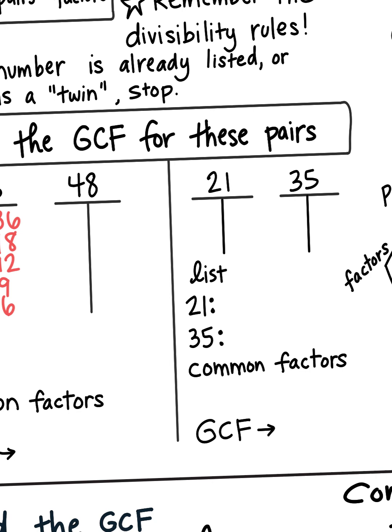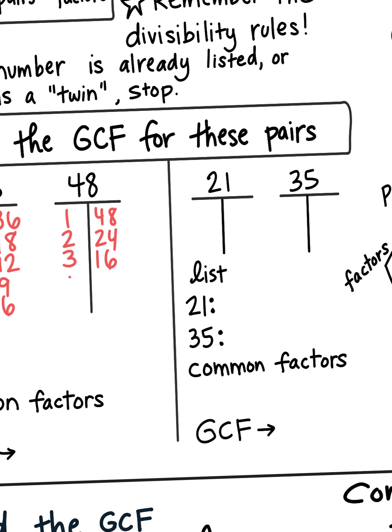Okay, let's do the same thing for 48. Starting with 1 and 48. Then 2 and 24. 3 and 16. Remember divisibility rules. If I can add these two numbers together and it equals a number that I can divide by 3, 4 plus 8 is 12. When I add these together, it makes 12. 12 can be divided by 3, which means 48 is divisible by 3.